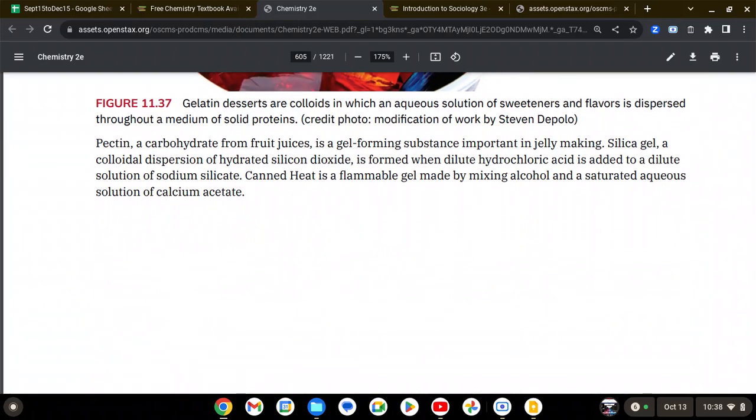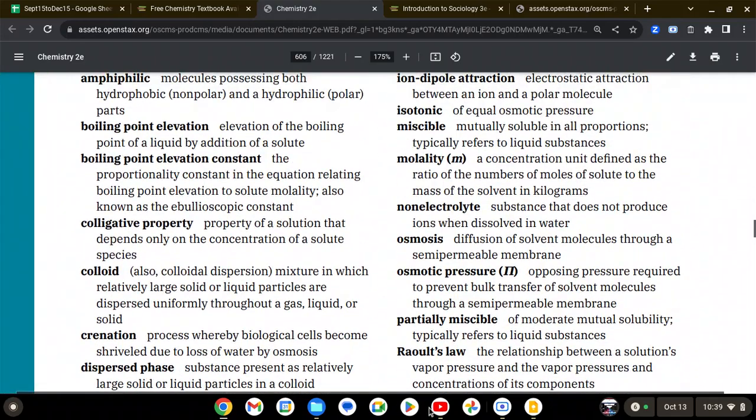Pectin, a carbohydrate from fruit juices, is a gel-forming substance important in jelly making. Silica gel, a colloidal dispersion of hydrated silicon dioxide, is formed when dilute hydrochloric acid is added to a dilute solution of sodium silicate. Canned heat is a flammable gel made by mixing alcohol and a saturated aqueous solution of calcium acetate. And that is it for Chapter 11.